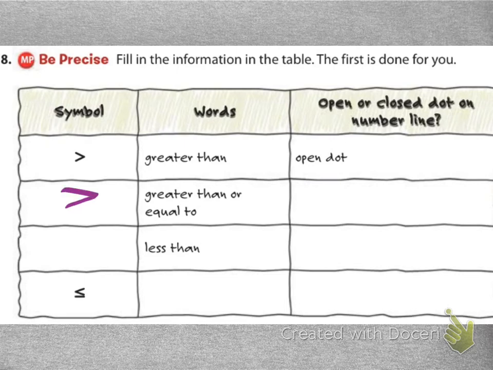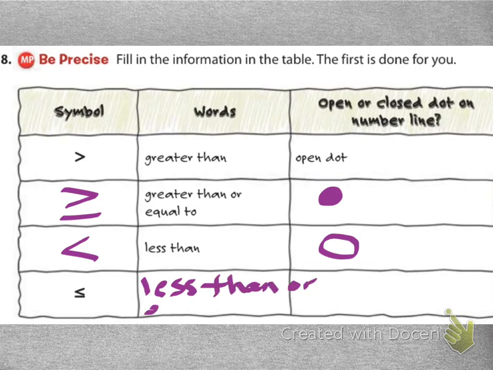So I'm going to do greater than or equal to, and that's going to be a closed dot. And then for less than, I'd have it like this, less than, and that's going to be an open dot. And the next one is less than or equal to, because it could also end up being equal to, and that's going to be a closed dot because we're including whatever that number is. So greater than is open dot, greater than or equal to is closed dot. Less than is open dot, less than or equal to is closed dot.